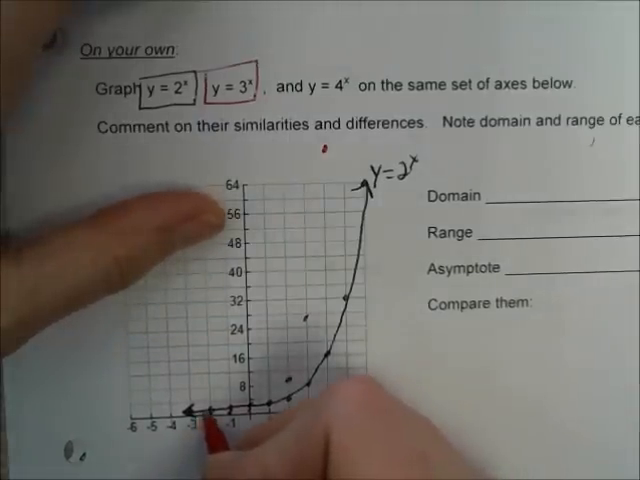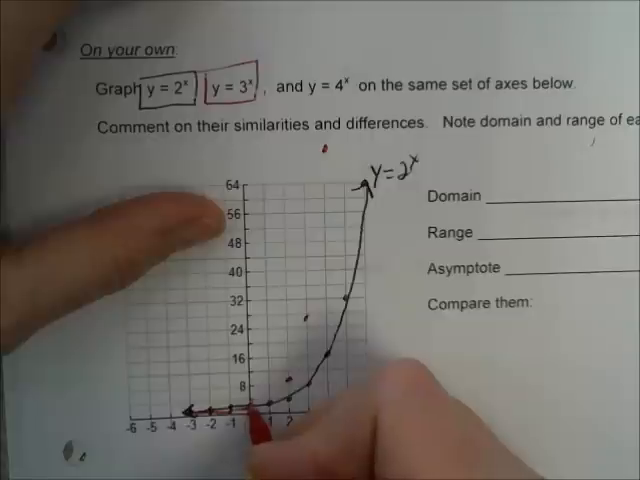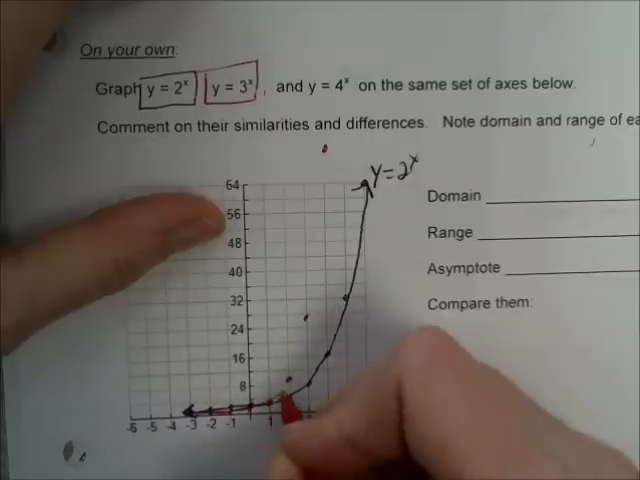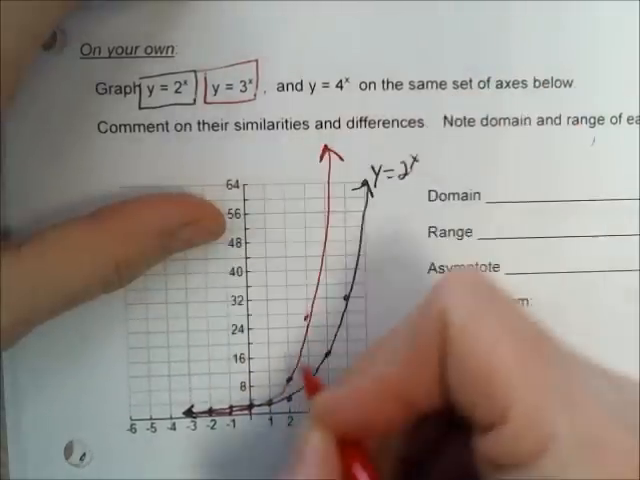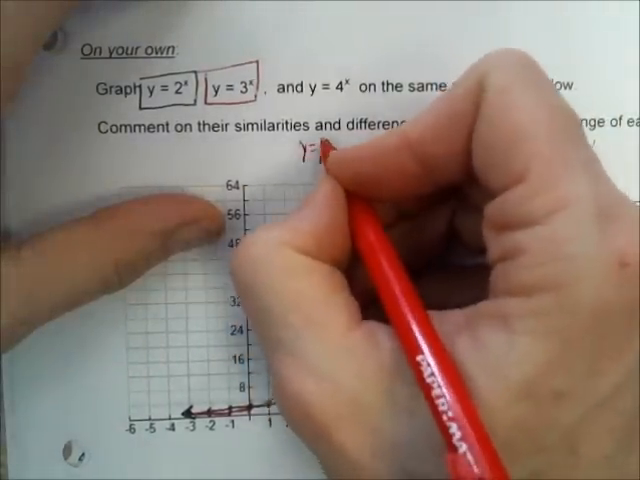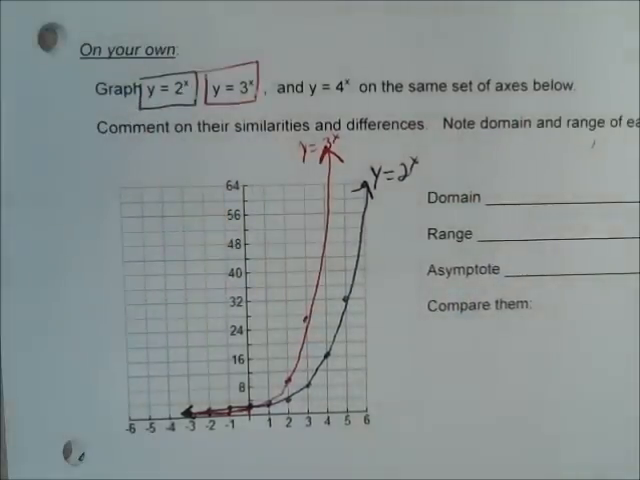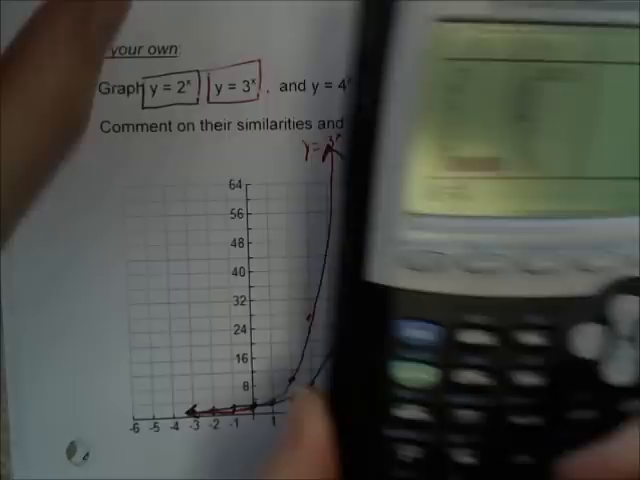So this red graph starts off going below the black graph. They go through the common point 0, 1. And then it just keeps getting steeper and steeper like this. So this is y is equal to 3 to the x. And let's see if I can find another color. Let me do it in green. Y equals 4 to the x.